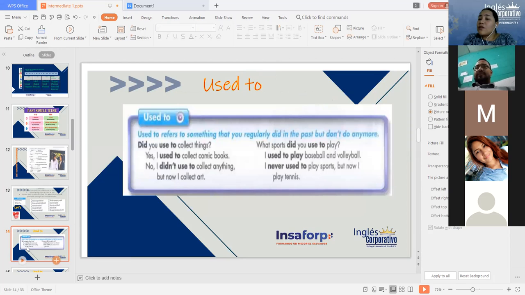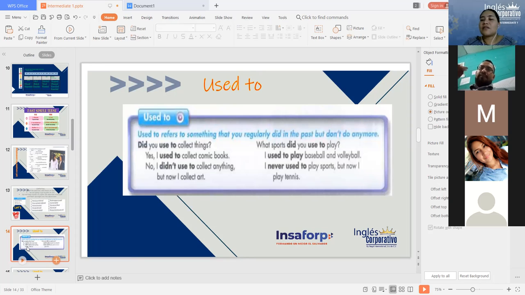So here we have used to, right? Used to refers to something that you regularly did in the past, but don't do anymore. This is just something, right, that we use with the past tense, and we refer to use with things that we are not doing anymore, right?